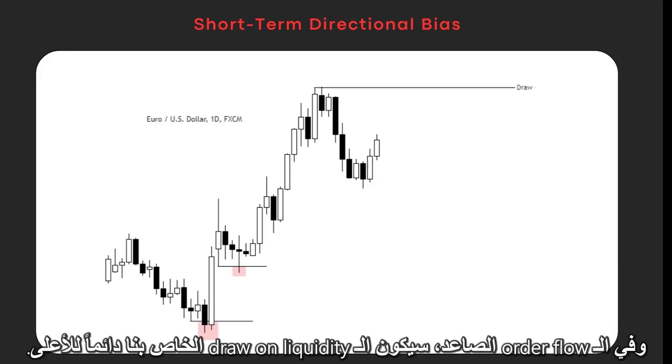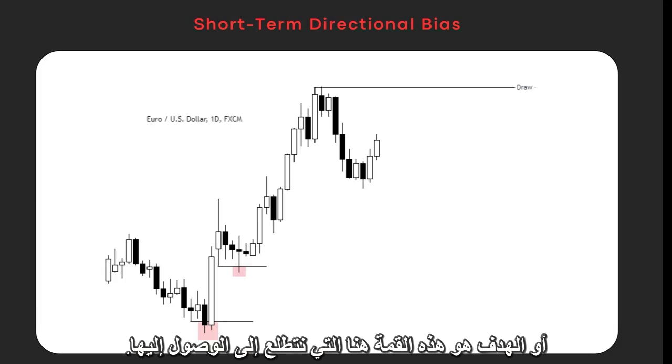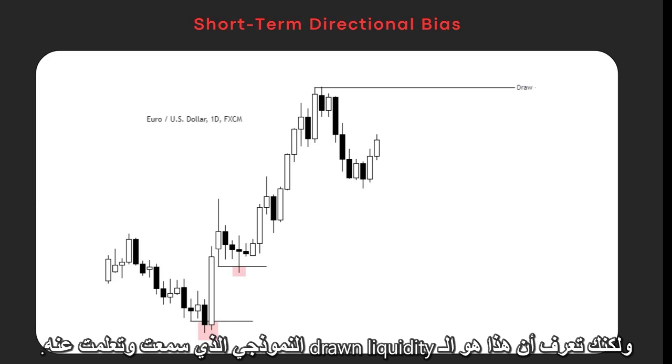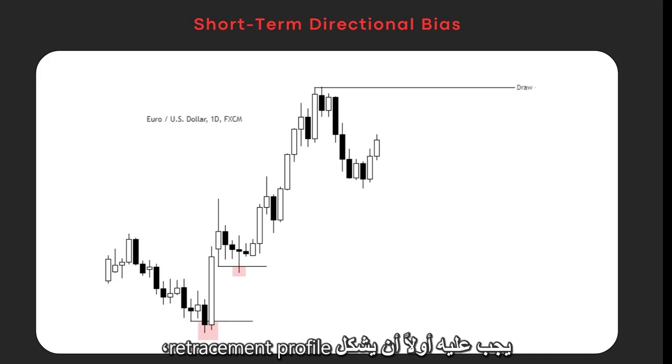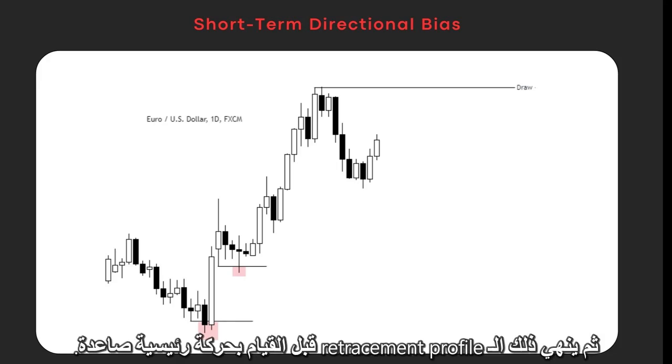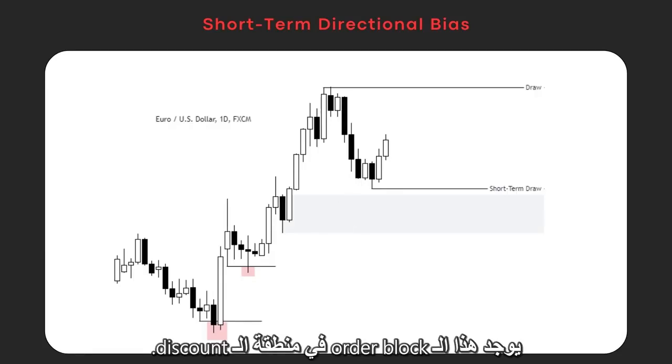And in bullish order flow, our drawn liquidity would always be higher. So in this case, our main drawn liquidity or objective is this high right here that we are looking for to be reached. But you know that this is the typical drawn liquidity that you've heard and learned about, right? And you know that before price reaches that high, price first of all has to form a retracement profile and then end that retracement profile before making a major move higher, right? Right here you can see that we've got this low right here, and below that low is this order block in this discount region.